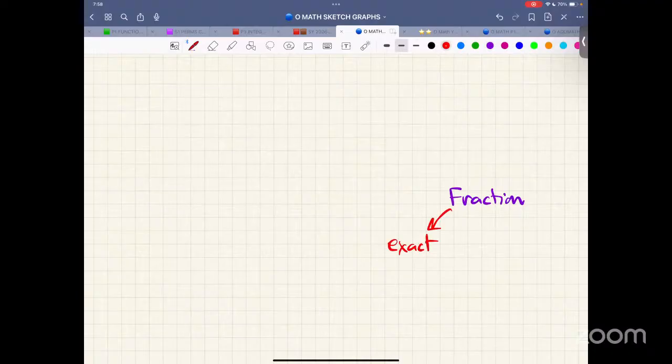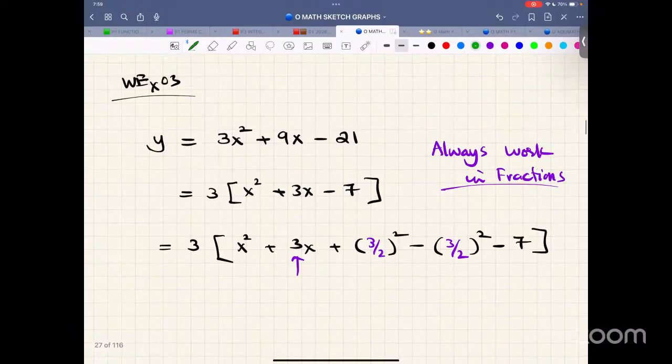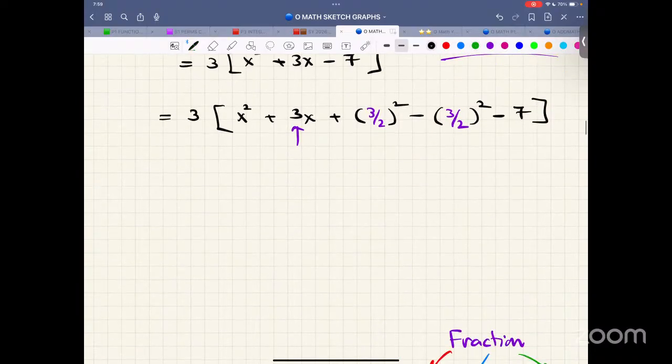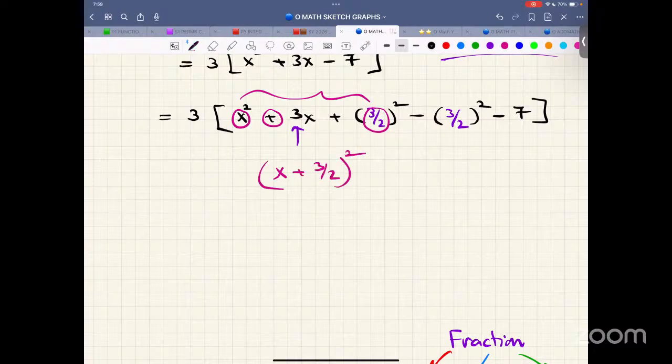Fractions are supreme. They have an edge over decimals. And fractions are beautiful because you don't have to worry about the accuracy thing. So now what happens to these three? So this is x, this is 3 over 2, middle term is positive. I'll also do one with a negative sign. x plus 3 over 2 whole square. And this 3 is still on the outside. This is negative 9 over 4 minus 7.